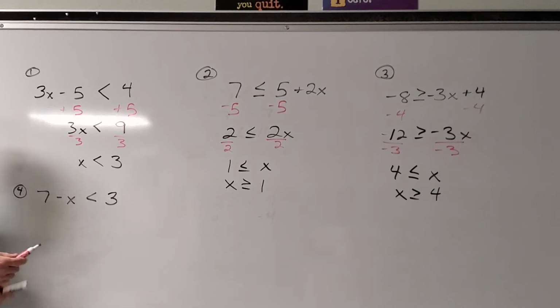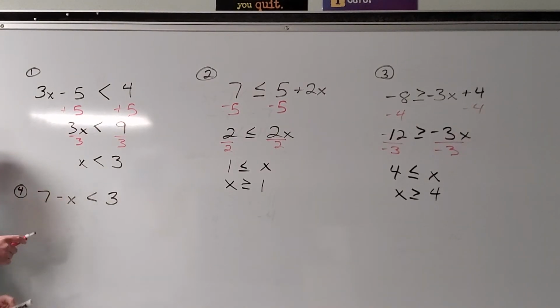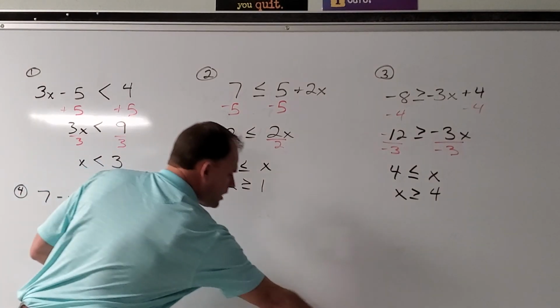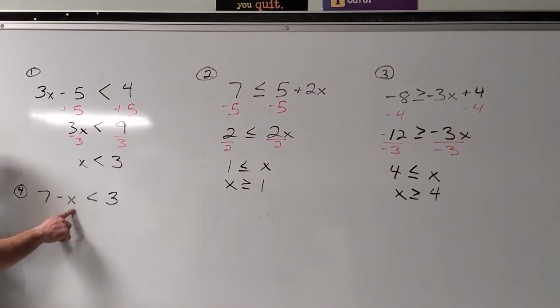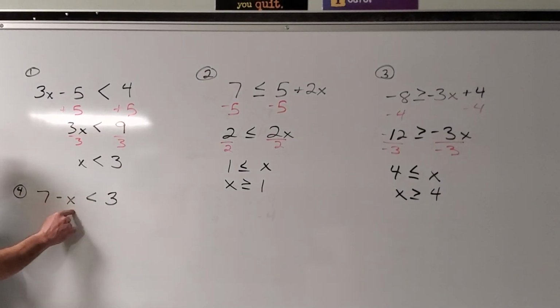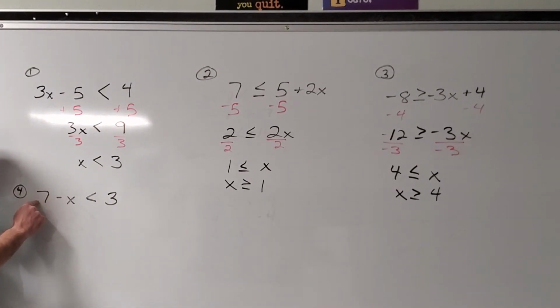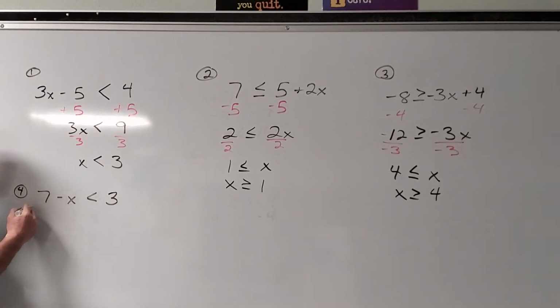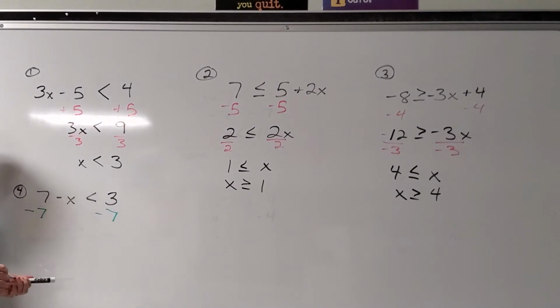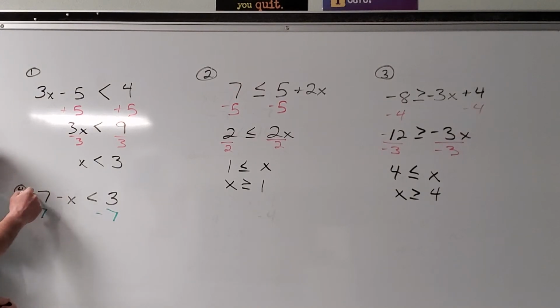All right, one last one here. Get the variable by itself. So I take a look here. If I want to make that 7 go away, remember we talked about this a lot last semester. The minus is with the x. Okay, don't look here. The minus is with the x. So if I want to make that 7 go away, this is a positive 7. I need to subtract 7 from both sides of the equation. Okay, so now that's gone.